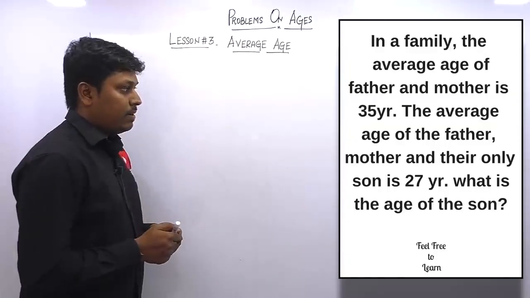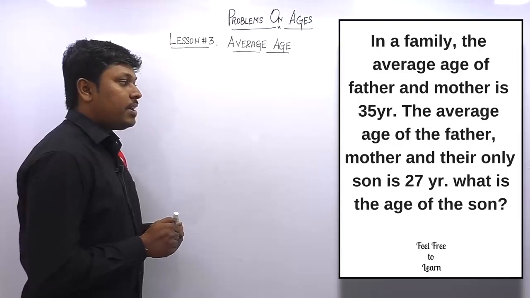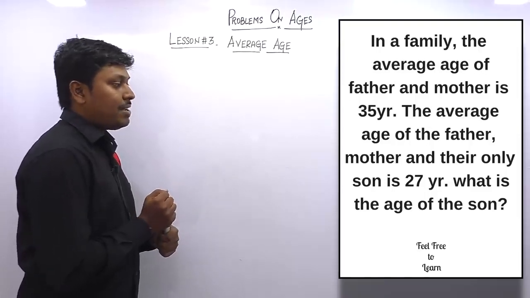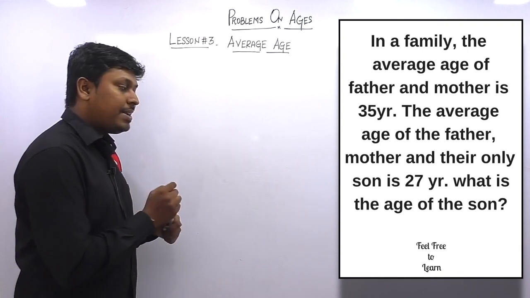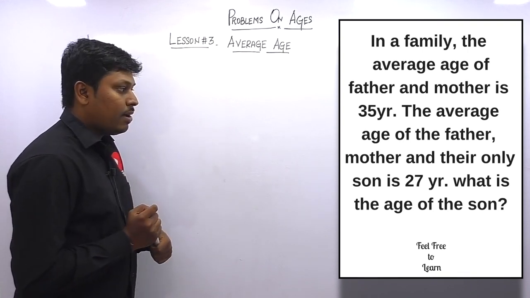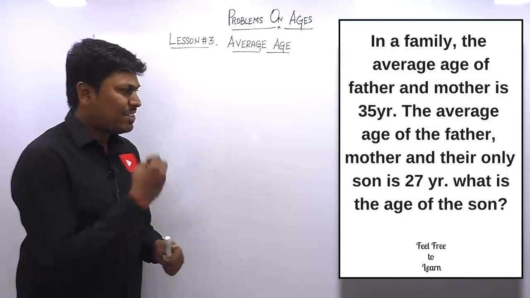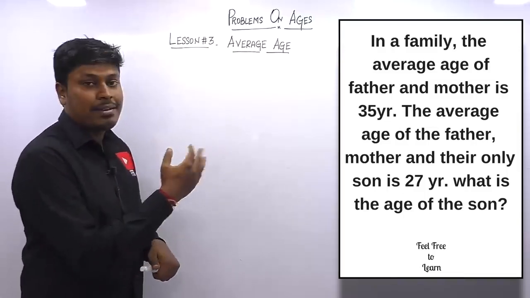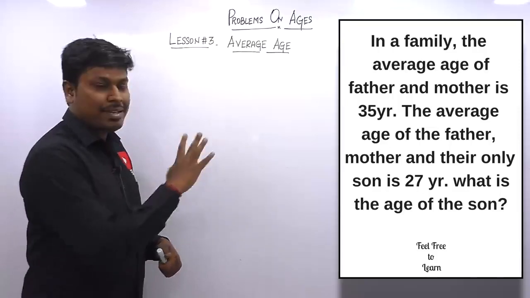Question number 1. In a family, the average age of father and mother is 35 years. The average age of father, mother and the only son is 27 years. What is the age of the son? Really the easiest question. I think we have solved many questions based on this pattern in the topic average, right? Just a basic question.